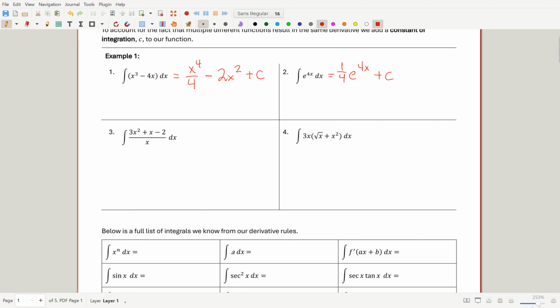We don't have a rule for quotients yet, but the whole thing is just over x. So I can separate that x and simplify to turn this integral into something I do know how to find the integral of. And that's just going to be 3x, because the x cancels, plus 1 minus 2 over x. And then, of course, a dx.